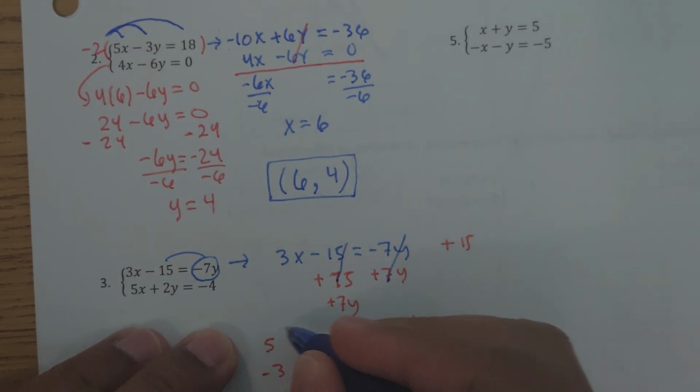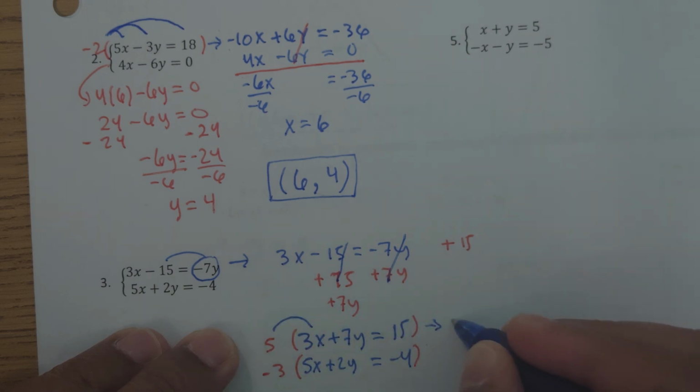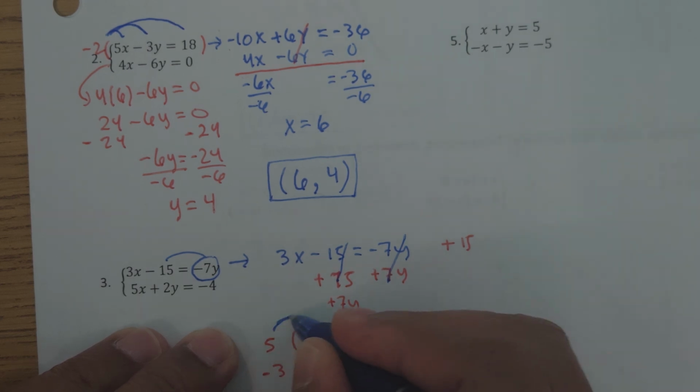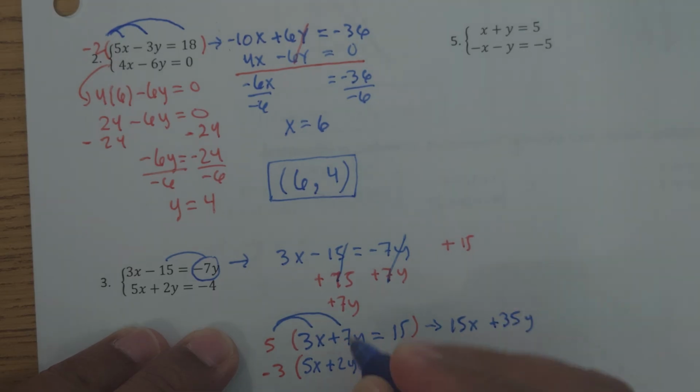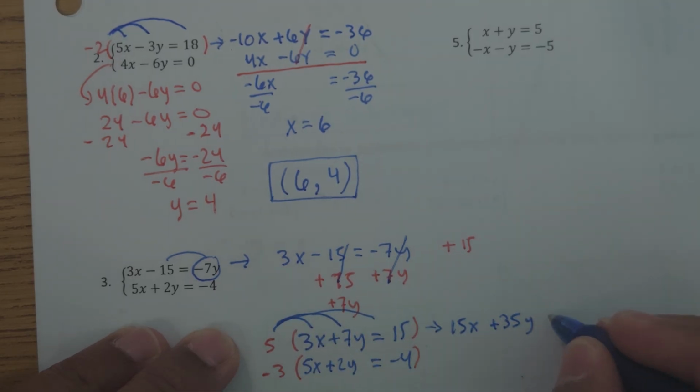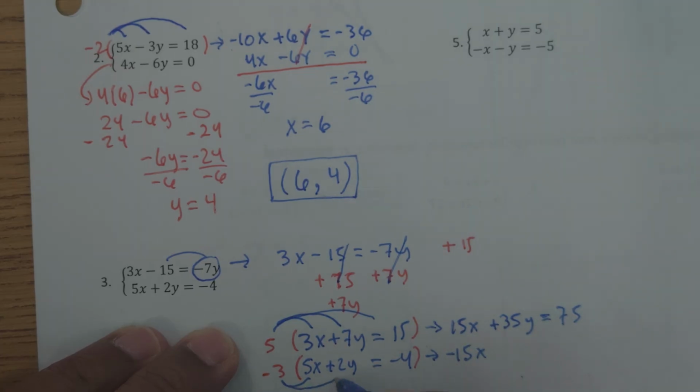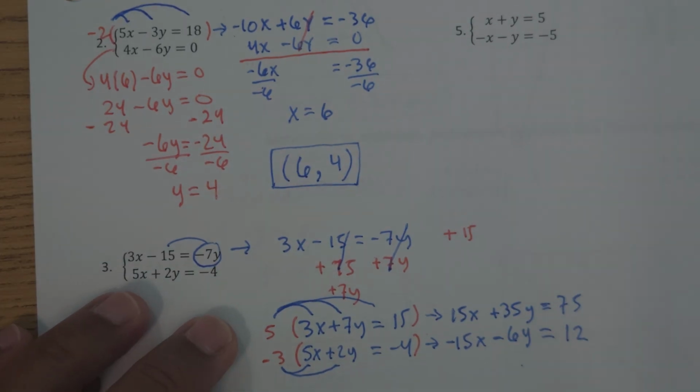But we're distributing here. 5 times 3x, that's 15x. 5 times 7y, that's plus 35y. And then 5 times 15, that's positive 75. And then negative 3 times x, that yields negative 15x. So we're going to cancel the x's because of that. Negative 3 times 2y, that's minus 6y, equals negative 3 times negative 4. That's a positive 12. Okay?